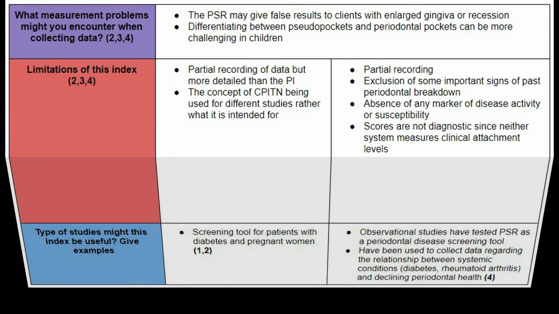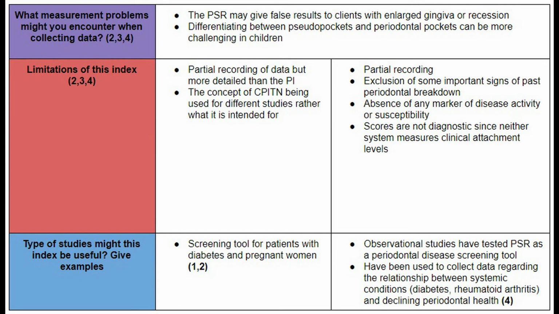Two measurement problems that might be encountered are the PSR indices may give false results to clients with enlarged gingiva or recession. Differentiating between pseudopockets and periodontal pockets can be more challenging in children. Limitations of both of these indices are they provide partial recordings. They exclude some important signs of past periodontal breakdowns, and scores are not diagnostic since neither system measures clinical attachment levels.